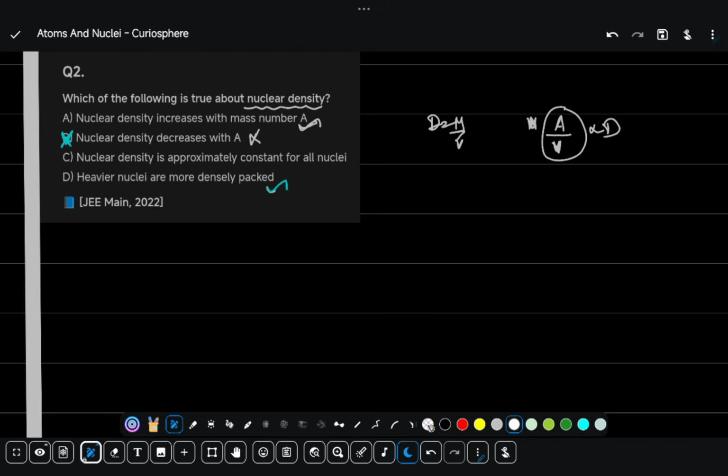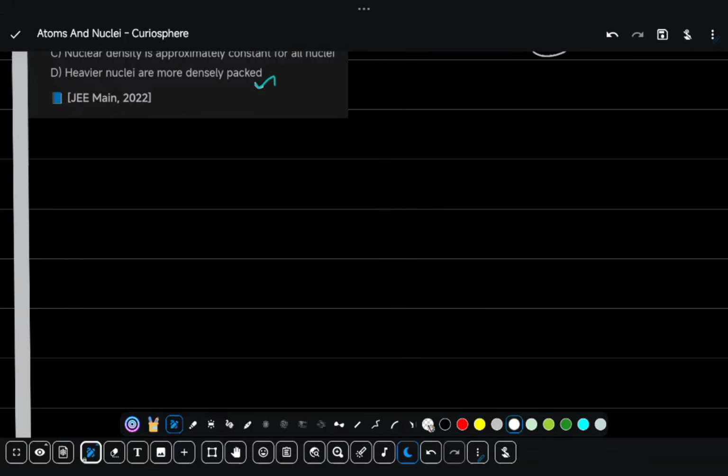Do you all remember that the formula for atomic radius R is equal to R naught into A power 1 by 3? Do you all remember this formula? I hope you all remember this formula, right? It is giving the radius of a nucleus in terms of the mass number. R naught is nothing but a constant, right? A constant.